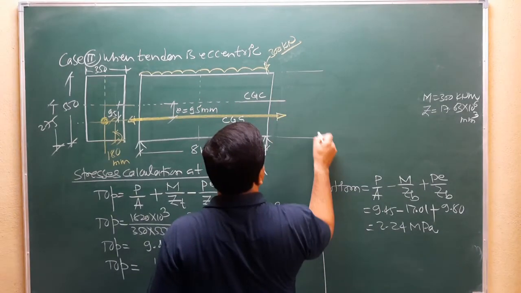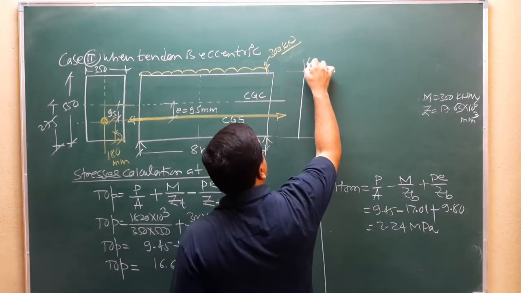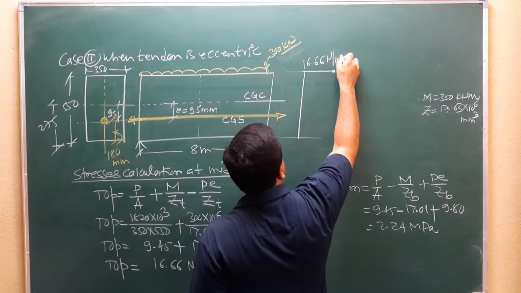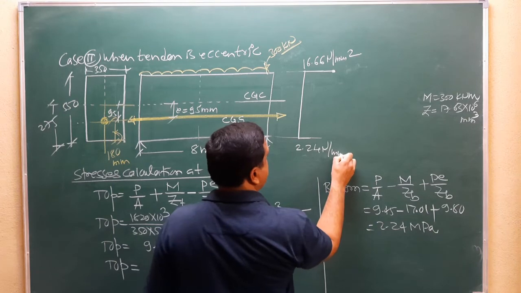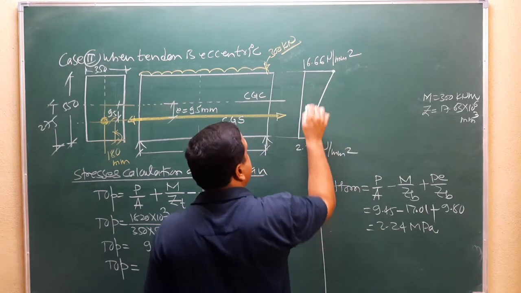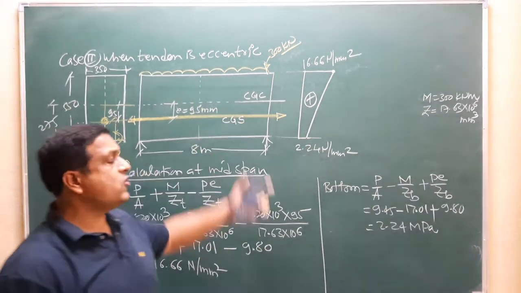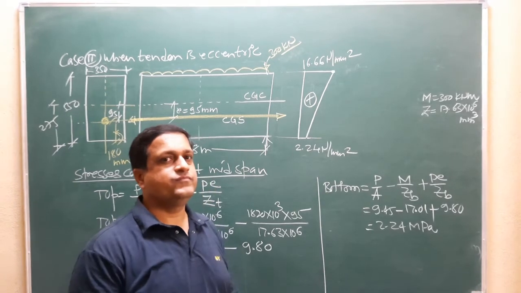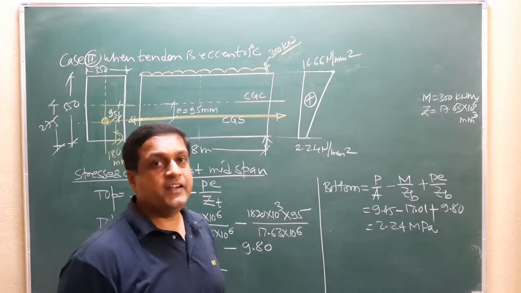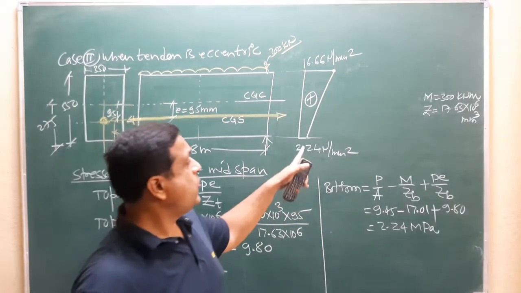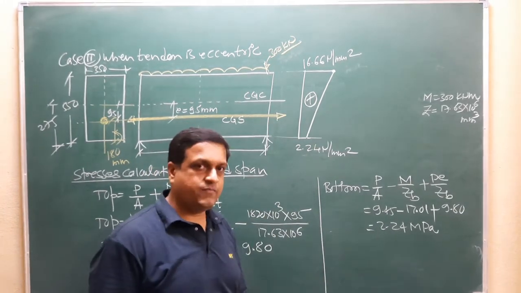So what is the stress distribution? Top fiber stress is 16.66 Newton per mm square, and bottom fiber stress is 2.24 Newton per mm square. You have to join like this. Top fiber stress is plus as well as bottom fiber stress is plus. That means total concrete is in compression. Remember that in the previous case, when the tendon is concentric, the bottom fiber stress at midsection is negative, with a little development of tension.